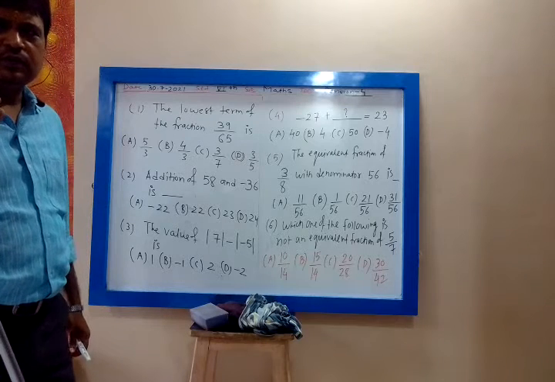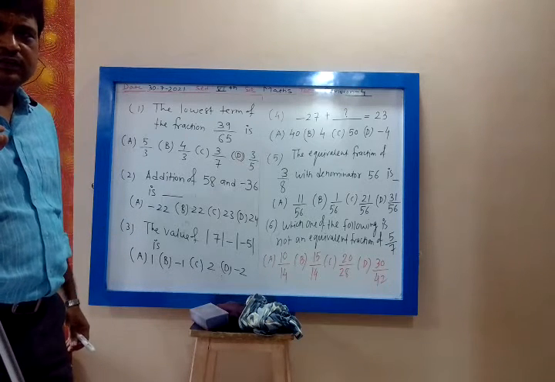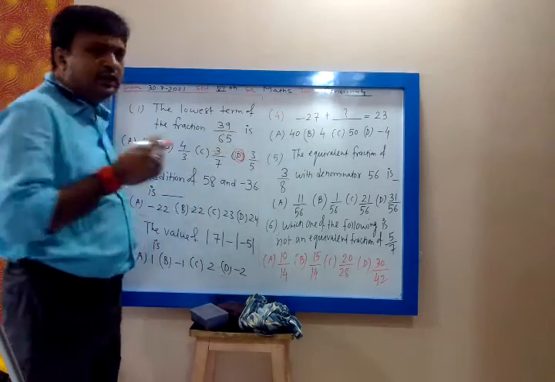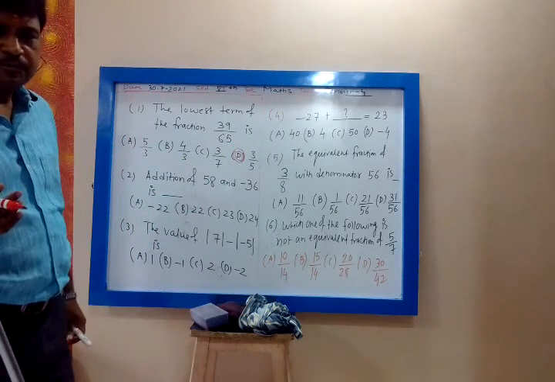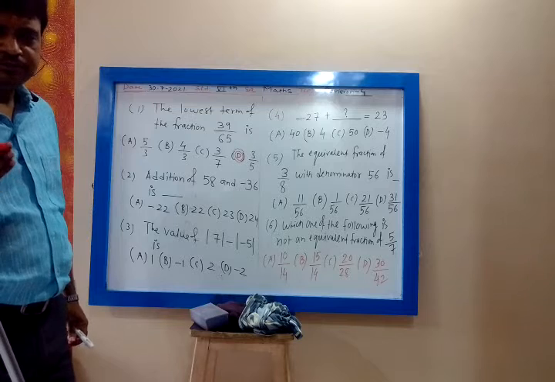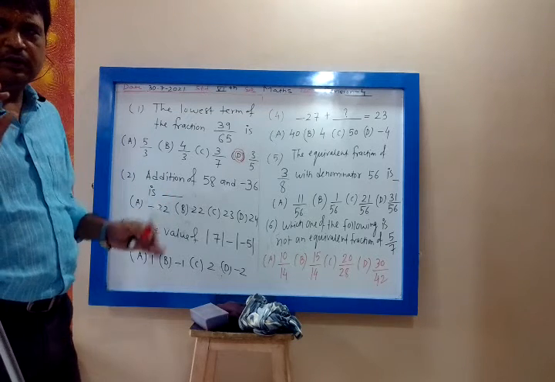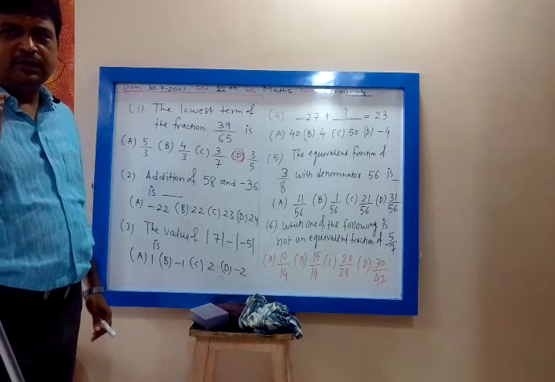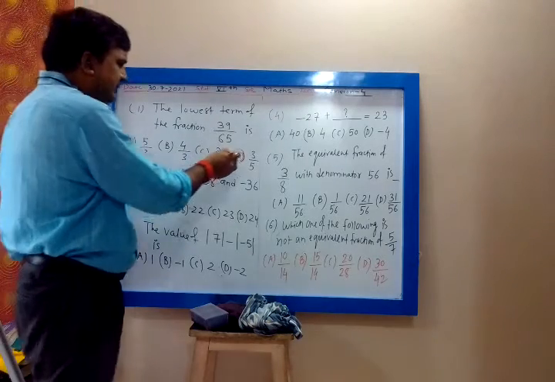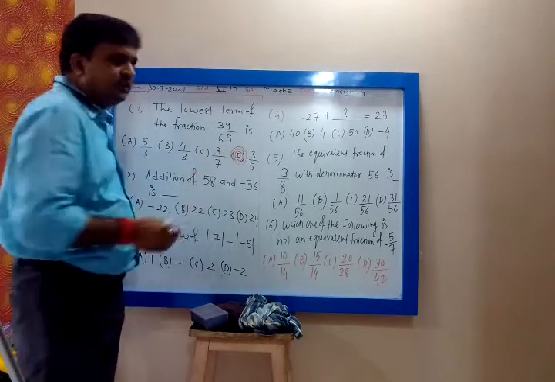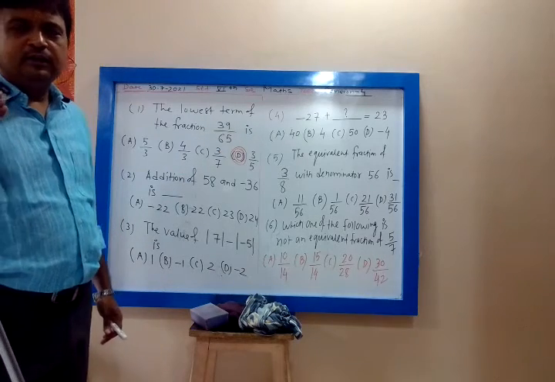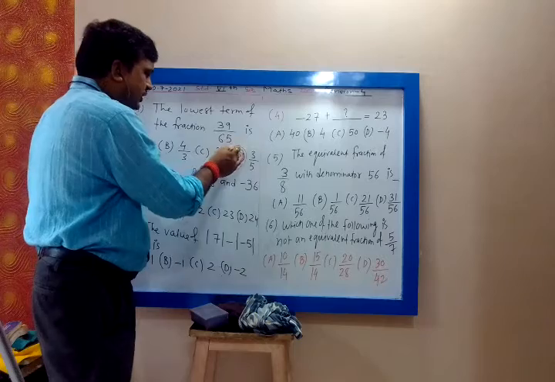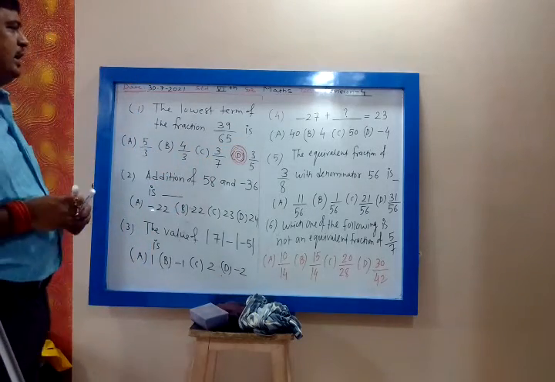Gauri Samant, what is your answer? D, 3 upon 5. Gauri Samant, chalo. Who else? Unnati Dubey, my dear, what is your answer? D, 3 upon 5. Okay. Ichha, what is your answer? D, 3 upon 5. Okay.